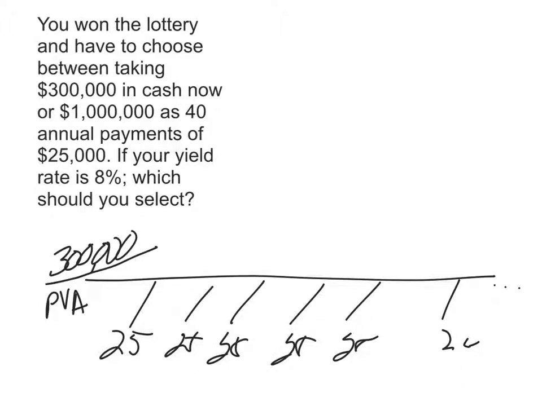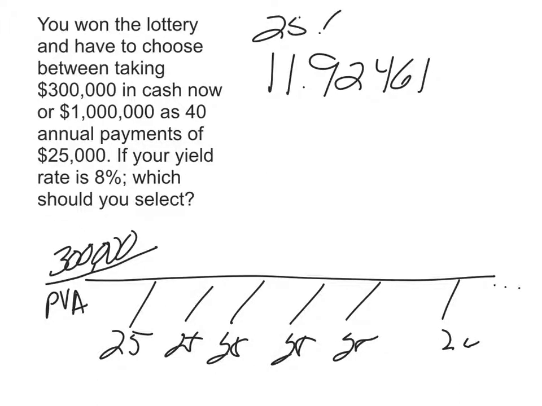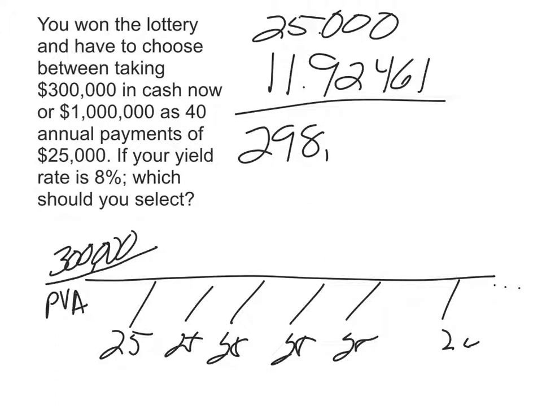So your factor for the present value of an annuity for 40 periods at 8% interest is 11.92461. And if we take your $25,000 that you're going to receive annually, multiply it by the factor, you end up with an amount of $298,115.